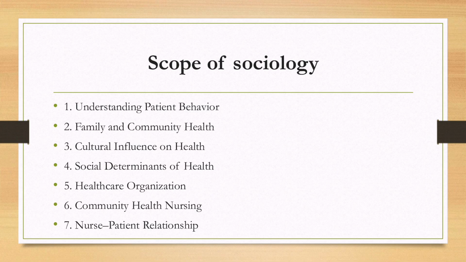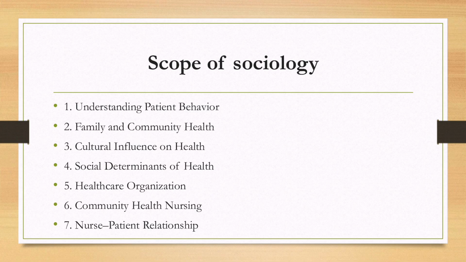And next one is culture influence on health. Different cultures will have different beliefs, right, about food, illness, medicine and treatment. So sociology helps nurses to respect these beliefs. Social determinants of health: factors like income, education, occupation, housing, and environment affect health. So sociology explains these effects on health.